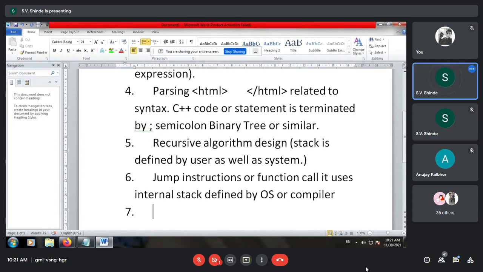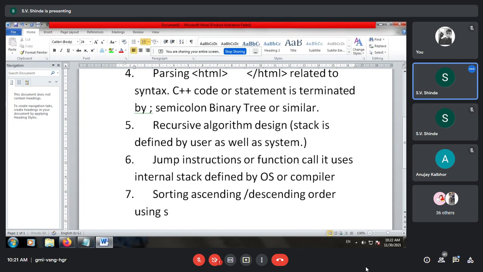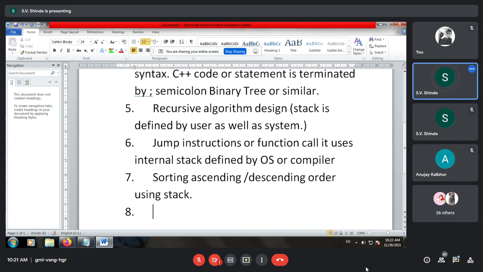Another interesting application is sorting. If you sort the contents in ascending order, you can reverse it, so ascending can be converted to descending order using a stack. So a simple application of stack is sorting techniques.